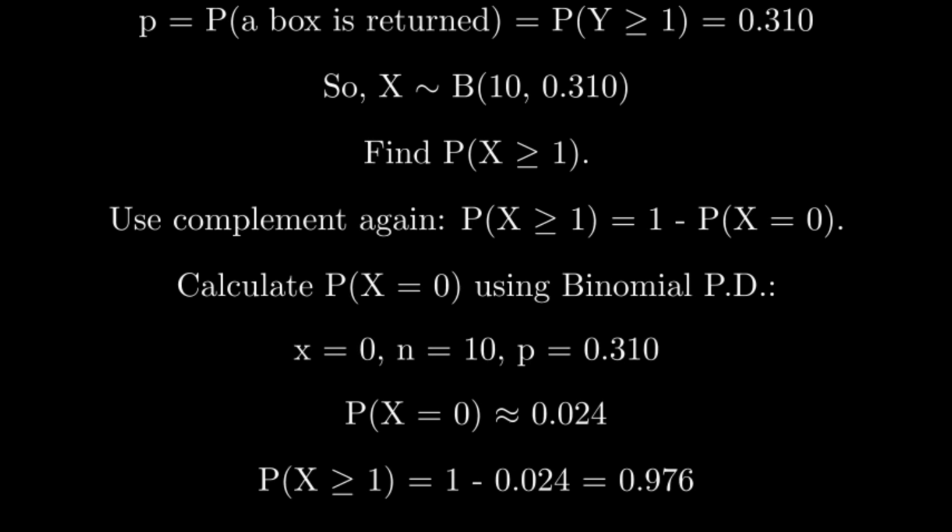This example beautifully illustrates how one binomial problem can be nested inside another. By breaking the problem down into steps, defining our random variables clearly at each stage, we can solve even complex scenarios. That concludes our lesson on the binomial distribution.